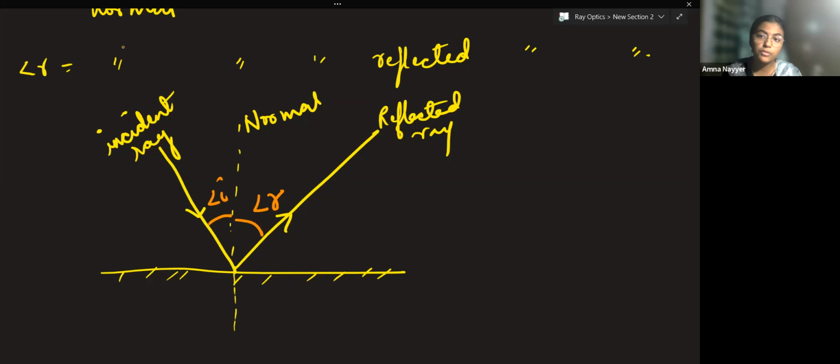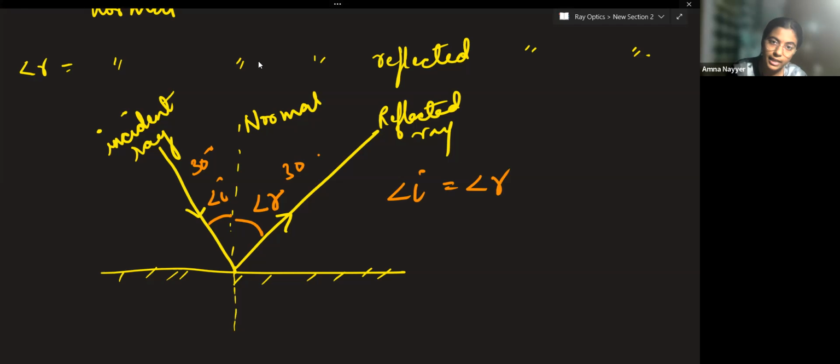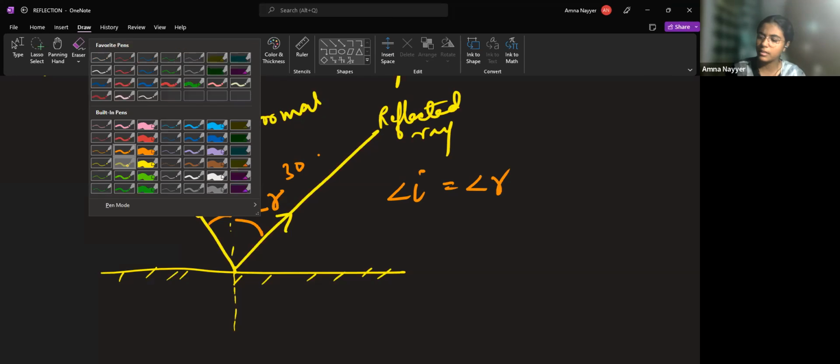So what do the laws of reflection say? That the angle of incidence has to be equal to the angle of reflection. It cannot happen that a ray of light is reflected from the same surface with a different angle. If the angle of incidence is 30 degrees, the angle of reflection will always be 30 degrees, no matter whatever condition is provided. So angle of incidence and angle of reflection are always equal. Now, the second law. Two laws of reflection are there.